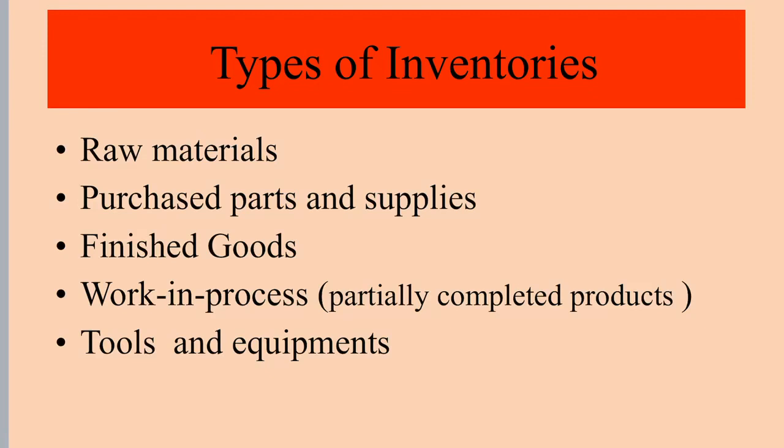Then comes work in progress. Work in progress are semi-finished products which are still in the process of production. At various stages of production cycles, there are different unfinished, semi-finished goods which are piled up. The stock of all these items is work in progress inventory, which is partially completed product inventory in the company. Then come tools and equipment. Tools and equipment are those which have a recurring use in the ongoing production process. Inventory of all these items is also necessary for smooth running of the production process.